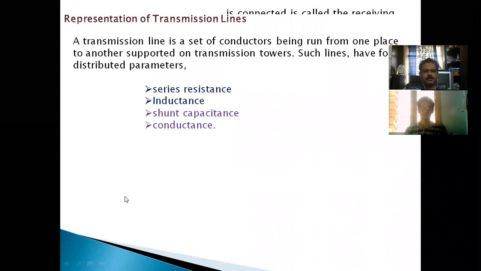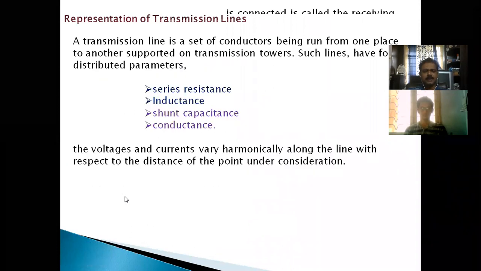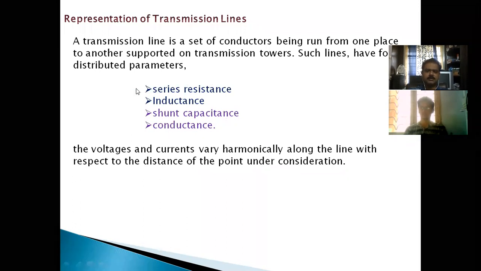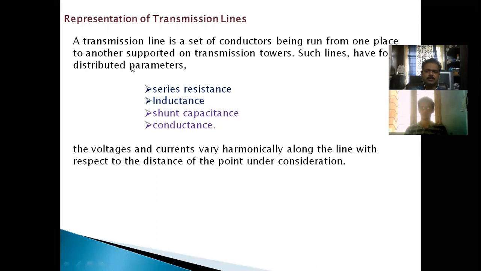So, the representation, the parameters, series elements in a transmission line. To evaluate the performance of the system, first we have to calculate the line constants. Those are the series line constants, series resistance and inductance. Similarly, shunt capacitance and conductance. These two are shunt elements, and these two are series elements. All these are distributed parameters.